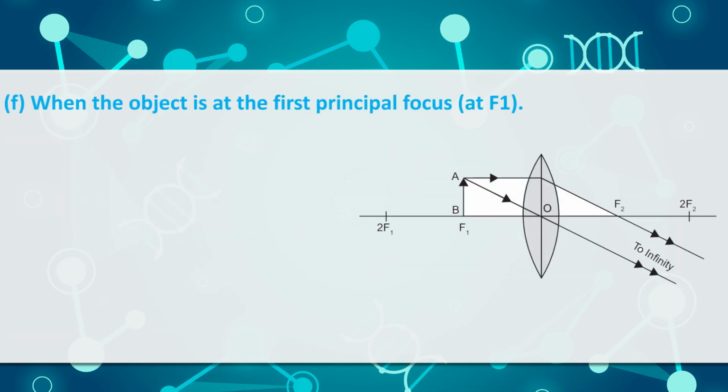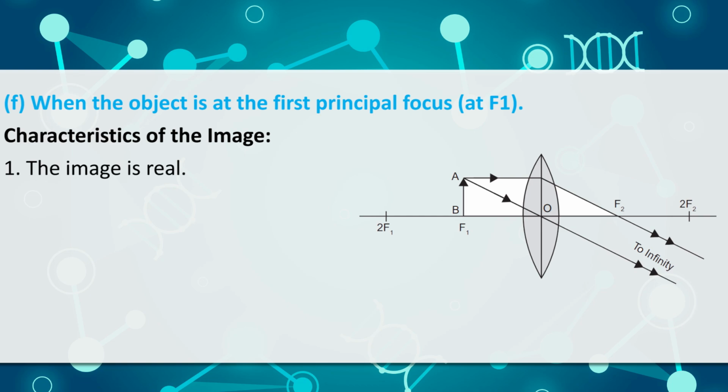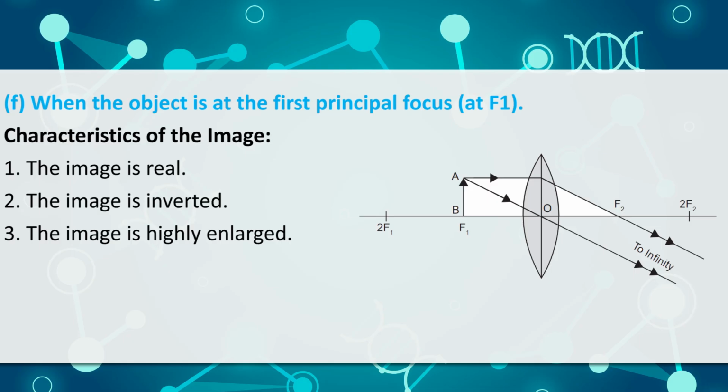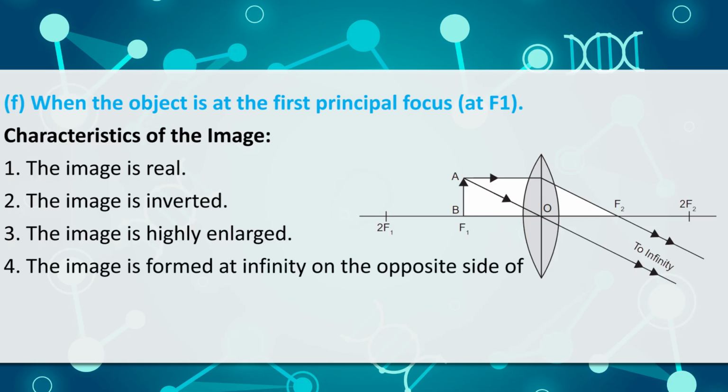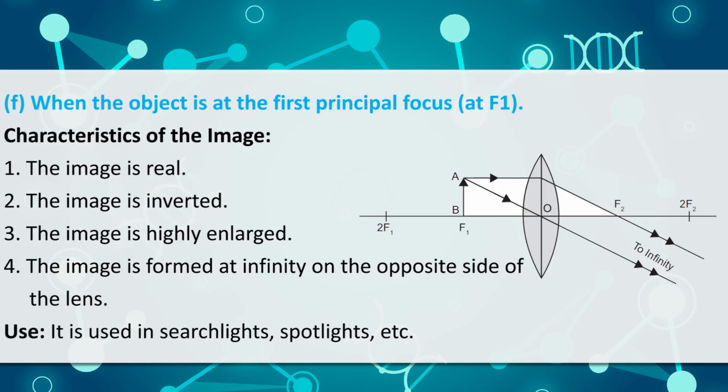When the object is at the first principal focus, f1. Characteristics of the image: The image is real. The image is inverted. The image is highly enlarged. The image is formed at infinity on the opposite side of the lens. Use: It is used in searchlights, spotlights, etc.